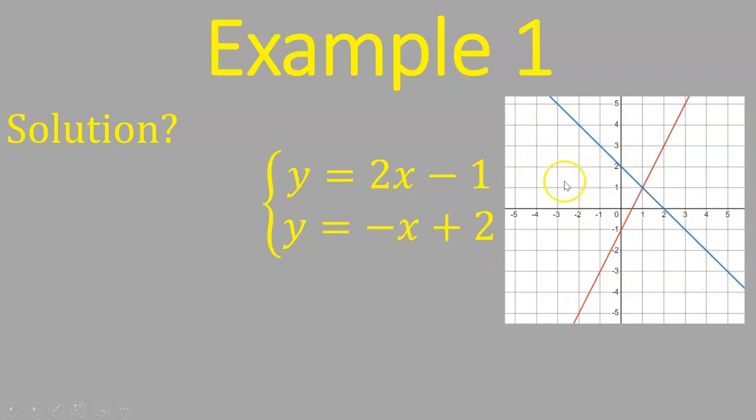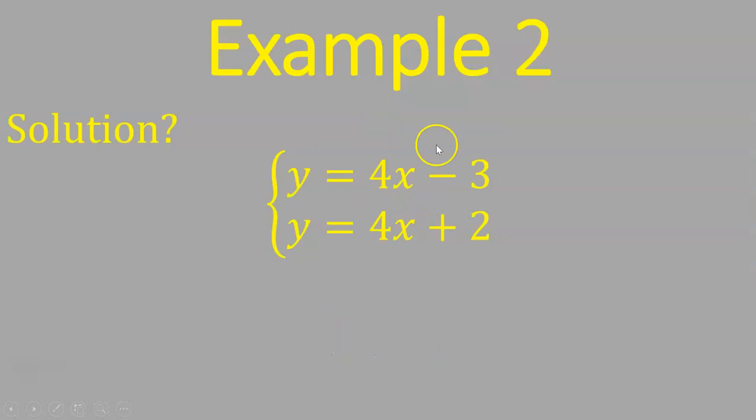Okay, so all the ordered pairs on the blue line make the bottom equation true. The red is the top equation, so everything on the red line makes the top equation true. So you remember the solution to a system is what makes both true at the same time. Well, what makes both true at the same time is this one point right here where they intersect, which is the point (1, 1). So you simply look at where they cross and identify that coordinate. That's the solution to the system.